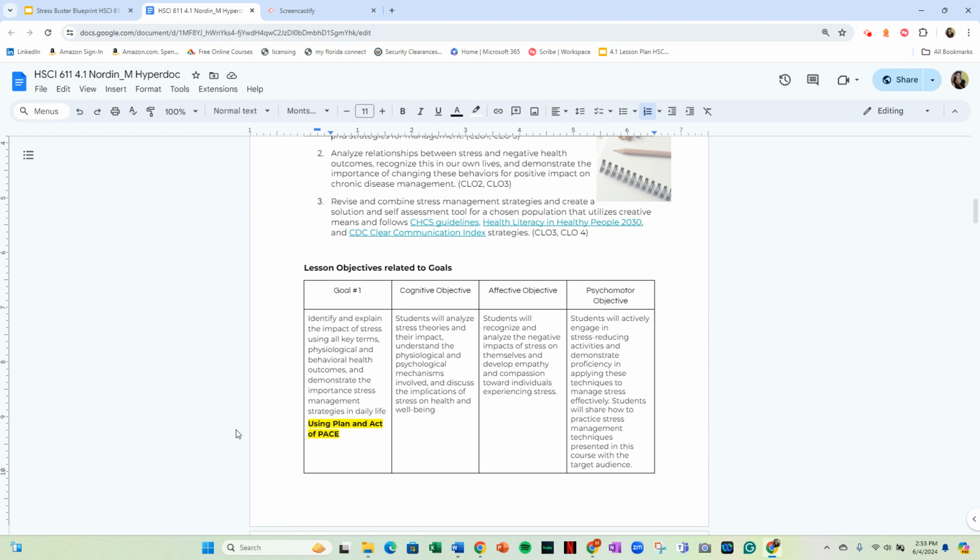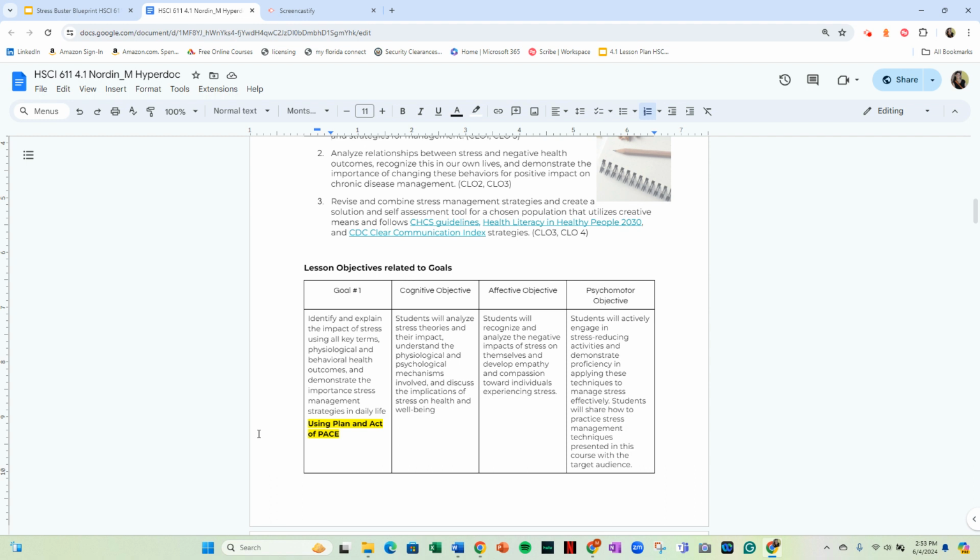So, the first goal will be to identify and explain the impact of stress using all the key terms, physiological and behavioral health outcomes, and demonstrate the importance of stress management strategies in our lives. Students will analyze stress theories and their impact, understanding the physiological and psychological mechanisms, and be able to discuss them and the implications of stress on health and our well being.